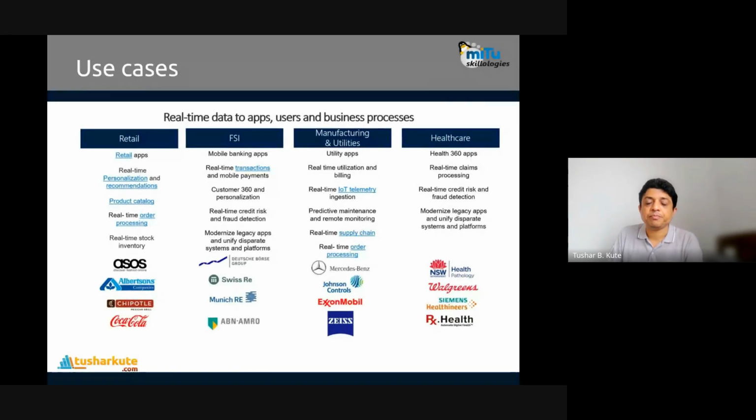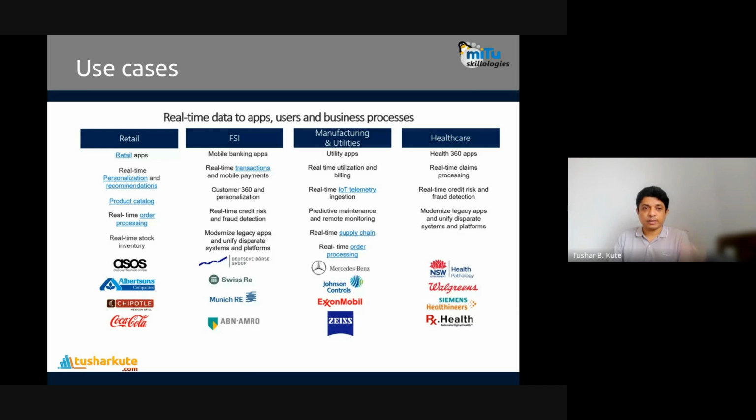See this. Various companies use it in a variety of applications, from real-time data to application uses and business processes. If you take retail stores, there also they are using a NoSQL database as a backend: retail applications, retail recommendation systems, product catalog storage management, real-time order processing, inventory management. See the examples given.